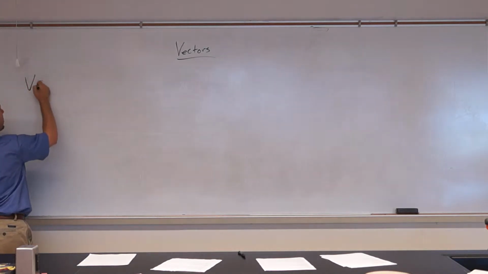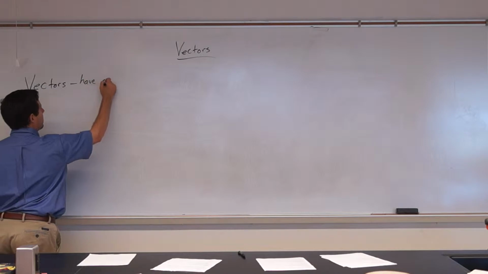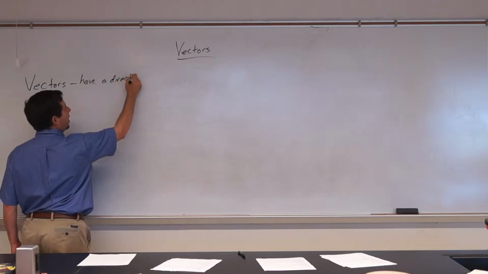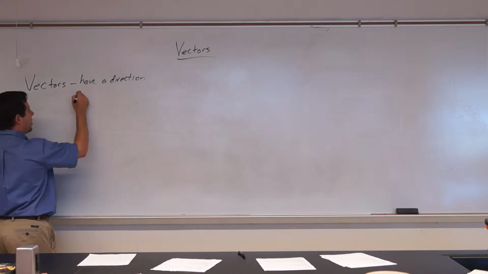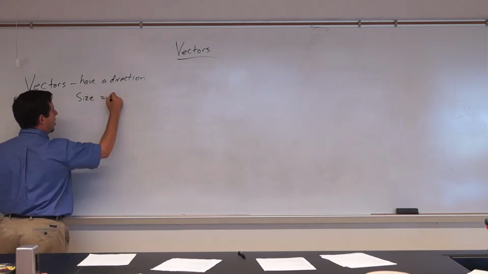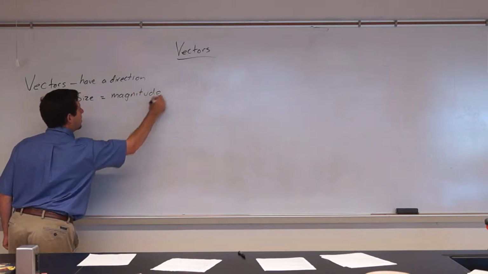So vectors have a direction. They also have a size to them, and the size of the vector is called the magnitude. And you'll see this come up sometimes too.